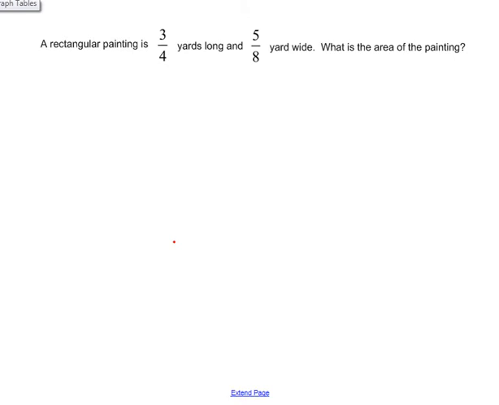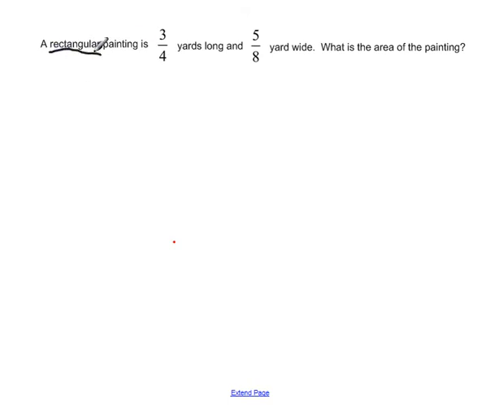A rectangular painting is 3/4 yard long and 5/8 yard wide. What is the area of the painting? So let's see what we're dealing with here. We know that we have a rectangular painting.